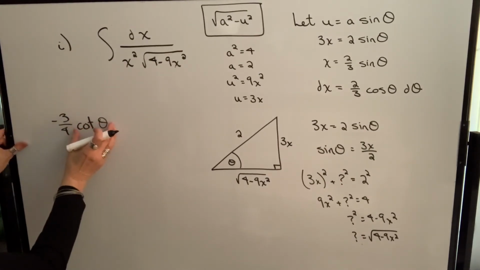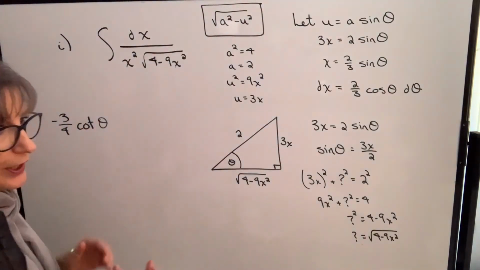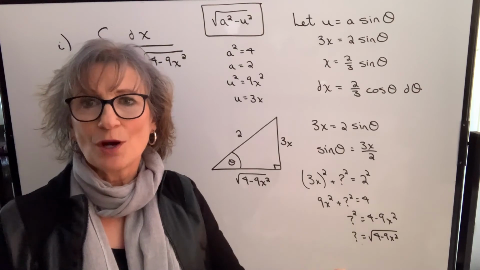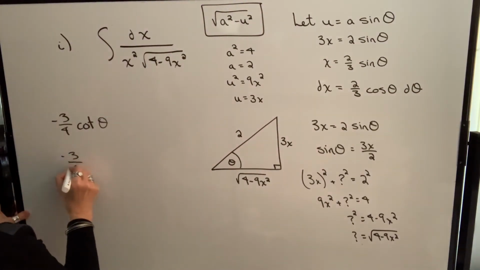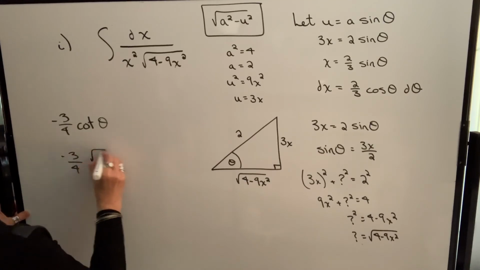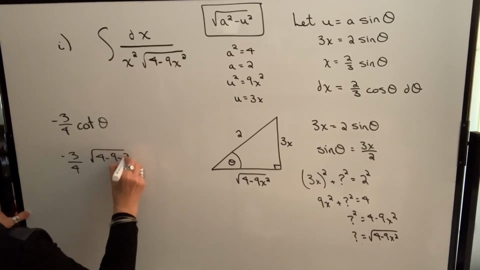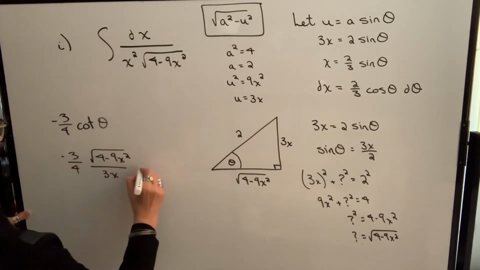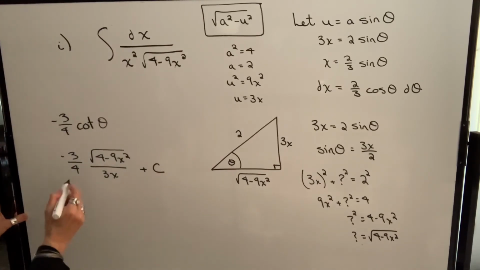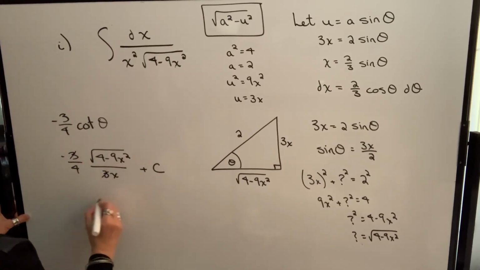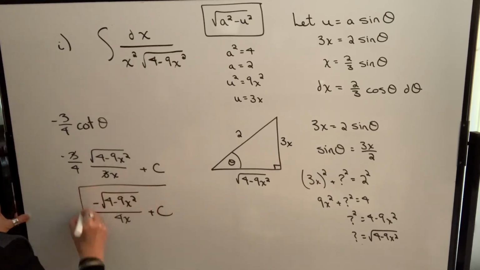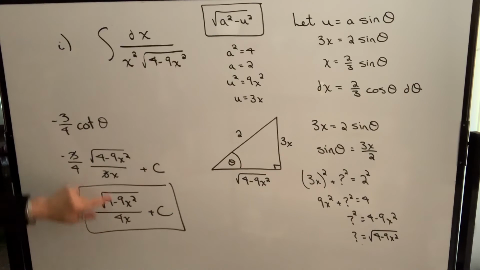And how do I express cotangent theta in terms of x? Well, you have to understand what the cotangent ratio is. It's defined as the ratio of the adjacent side to the opposite side. So the adjacent side is square root of 4 minus 9x squared. The opposite side is 3x. I'm going to add my constant of integration now, and the 3 will cancel, so this can be simplified to be negative square root of 4 minus 9x squared over 4x plus a constant of integration. That would be the integral of this function.